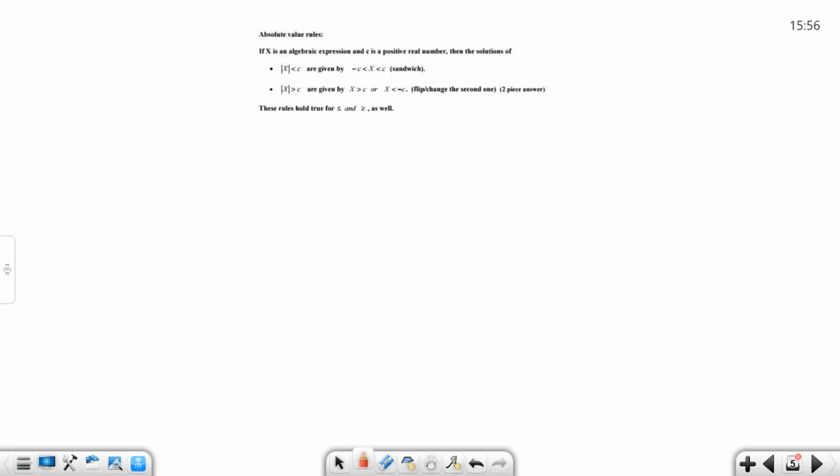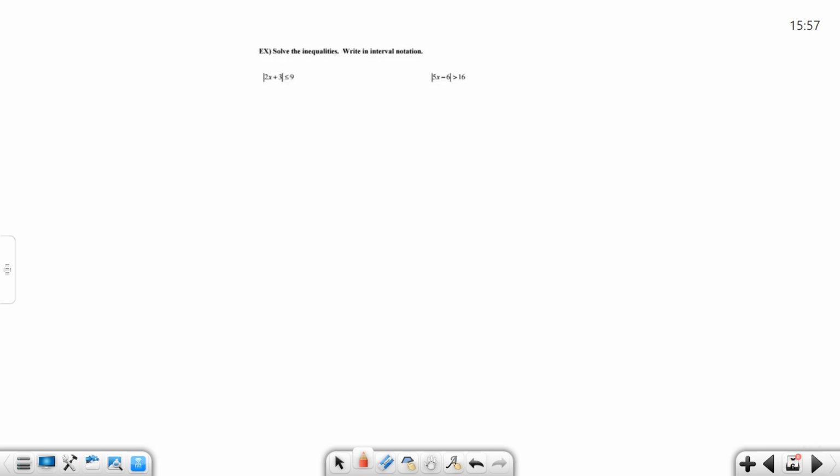The last part of your inequality section deals with absolute values. So you have your absolute value rules written here. First of all, make sure that in your problems you have an absolute value before you do these fancy rules. Sometimes people just get flip happy and do all the fancy rules. The only time you're doing these fancy rules is if you have an absolute value.